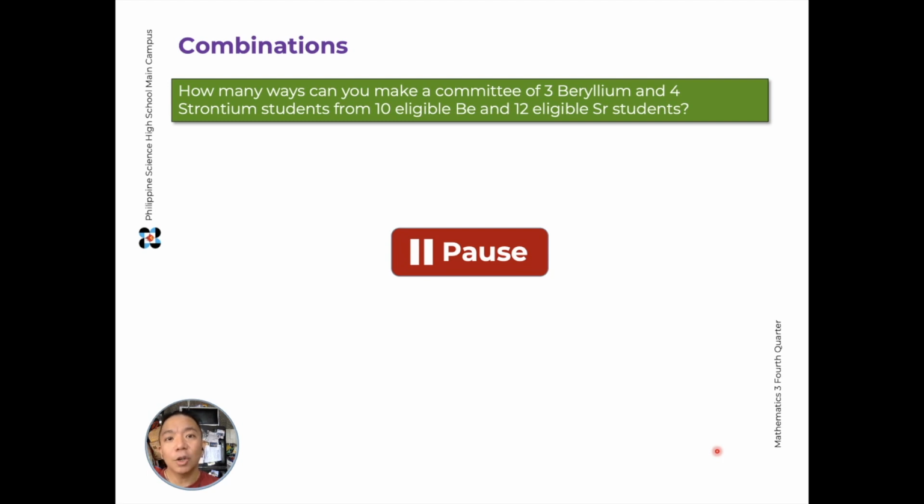strontium students? So a committee of 7. And ang eligible lang ay 10 beryllium students at 12 strontium students. So hindi lahat pwede. 10 lang from Be, 12 from strontium. So let's pause this and let's see if magiging pareho tayo ng sagot.